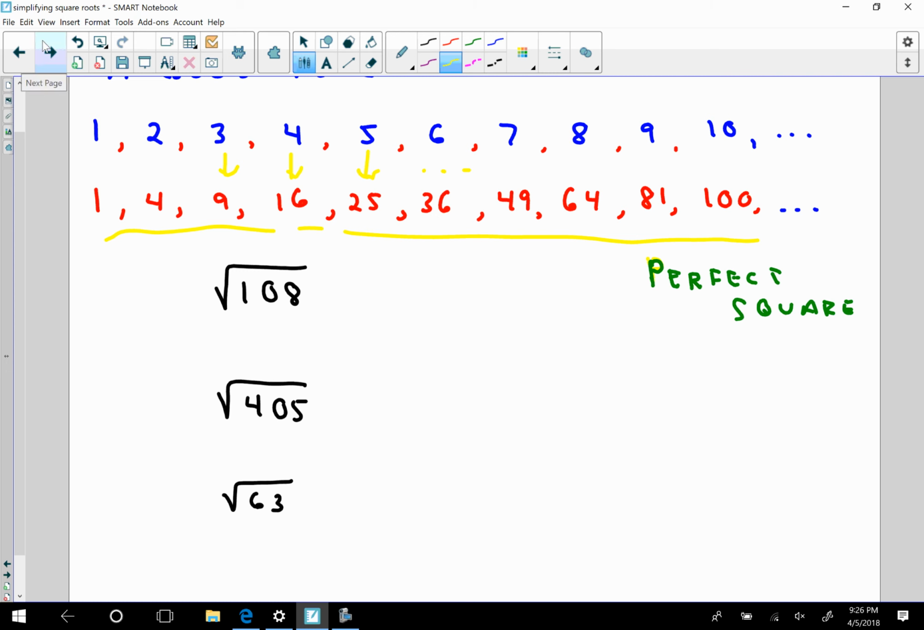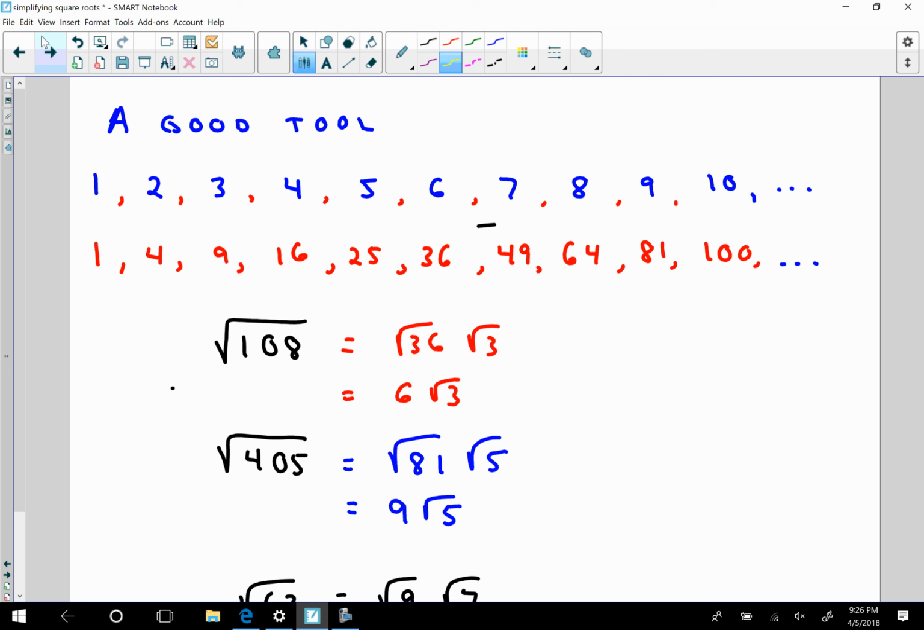Next slide, please. And we see 108 is 36 times 3, so the square root of 108 is the square root of 36 times the square root of 3. Square root of 36 is 6, because 6 squared is 36. So the square root of 108 is 6 square root of 3 in simplified version.